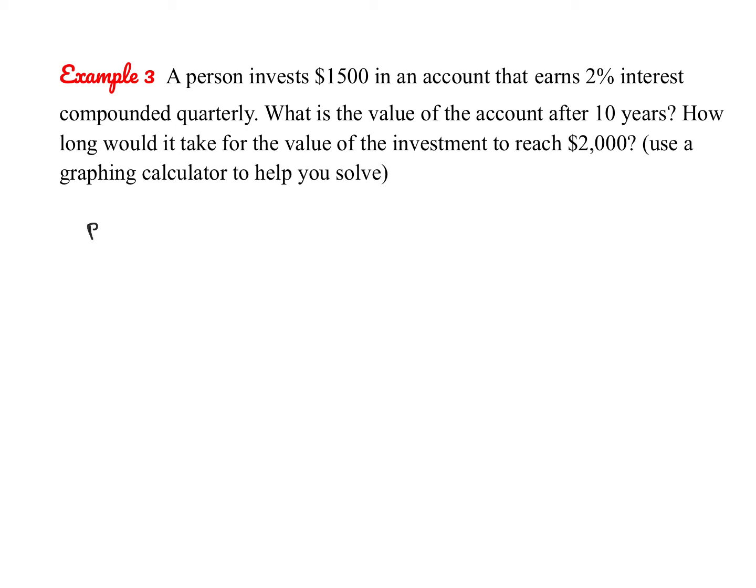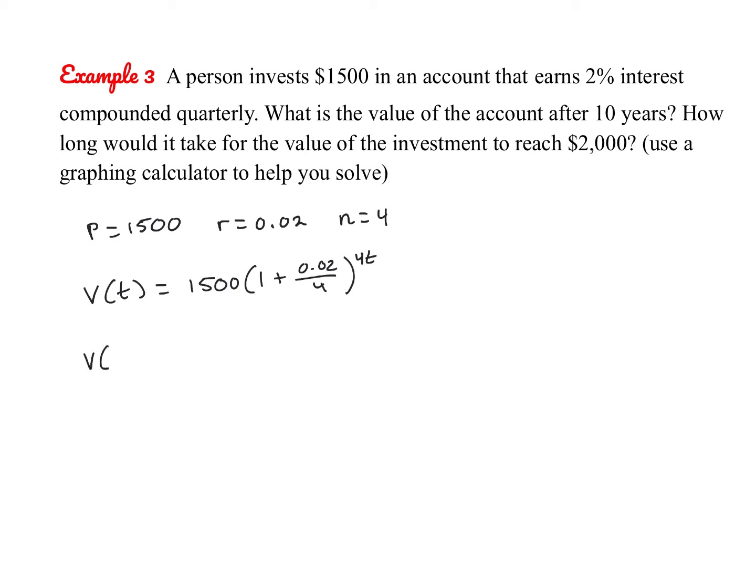So we can see that our principal is, again, $1,500. The interest rate is 0.02. And then since it's compounded quarterly, that means that n is 4 because they compound it 4 times a year. So our function would be 1,500 times 1 plus 0.02 over 4, to the power of 4 times t. So first we'd like the value after 10 years. So we're finding V of t.